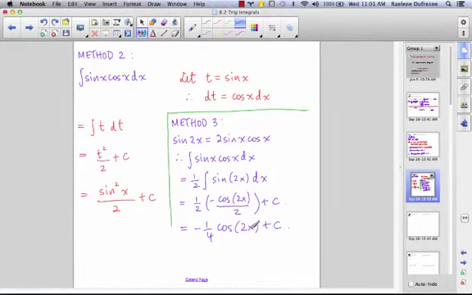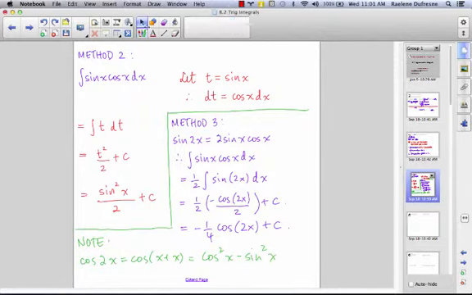And at this point we may say, but these don't look the same. So we have to recall our trig identities that relate these things. And we can expand cosine of 2x using cosine of x plus x as cosine squared x minus sine squared x.